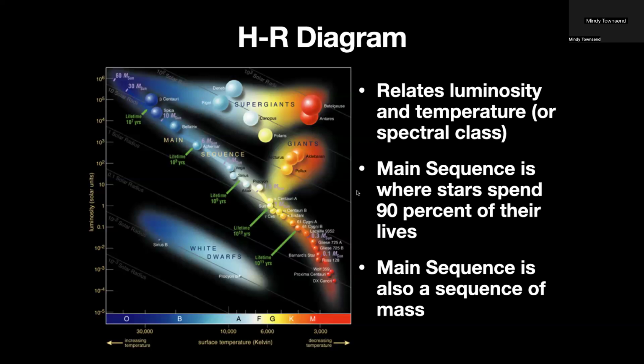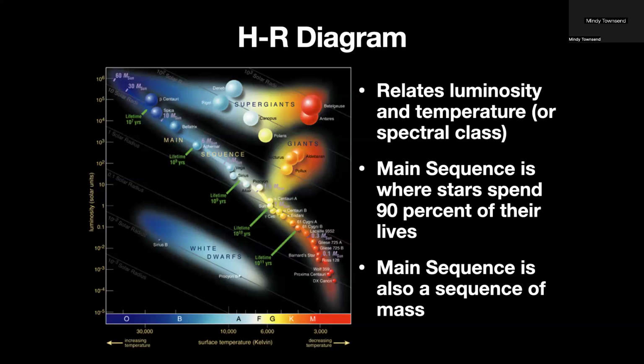Then there's also stars up here, in the upper right, very luminous, but also very cool, right? Down here, 3000 Kelvin. So these are giants right here and supergiants. Down the lower left, we have some relatively hot stars, but they're small. So these are white dwarfs. We will talk more about all of this when we get to stellar evolution.